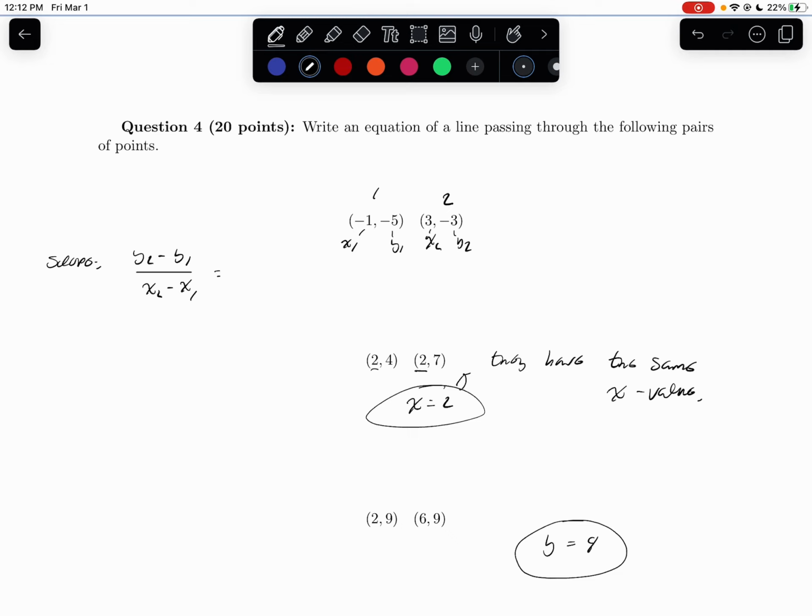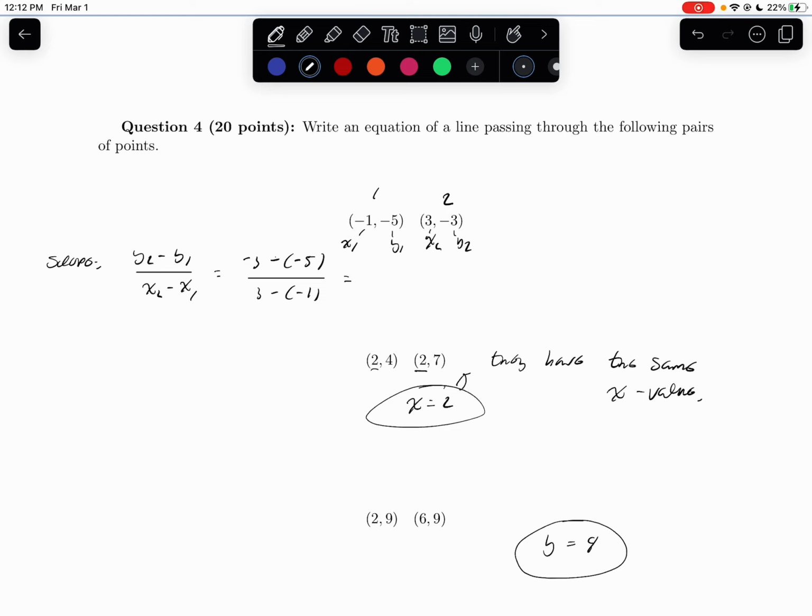All right, so for y2 minus y1, we're going to have negative 3 minus negative 5. And then for x2 minus x1, we're going to have 3 minus negative 1. And this is where I made the mistake before. I just had a 3 minus positive 1. It's actually 3 minus negative 1, which drastically changes our answer, right?